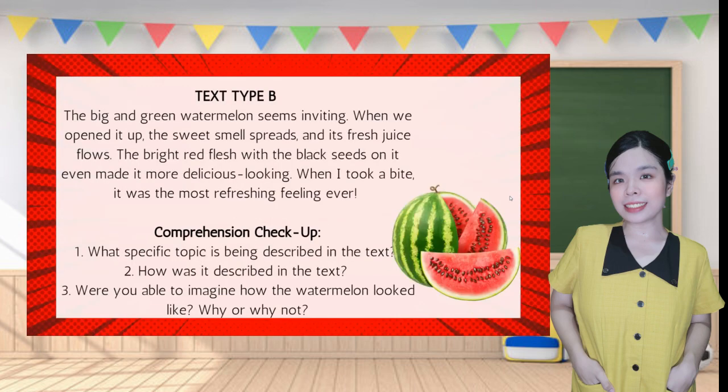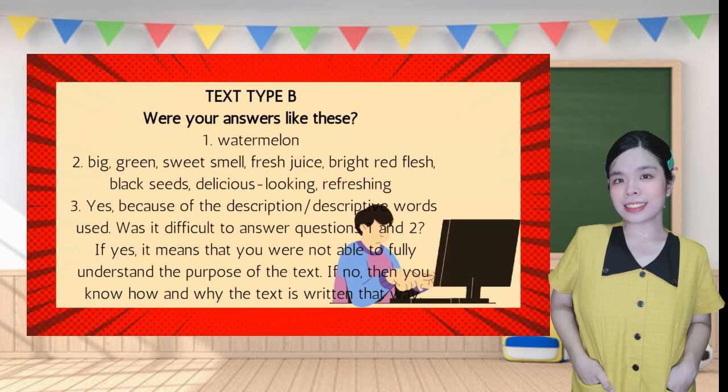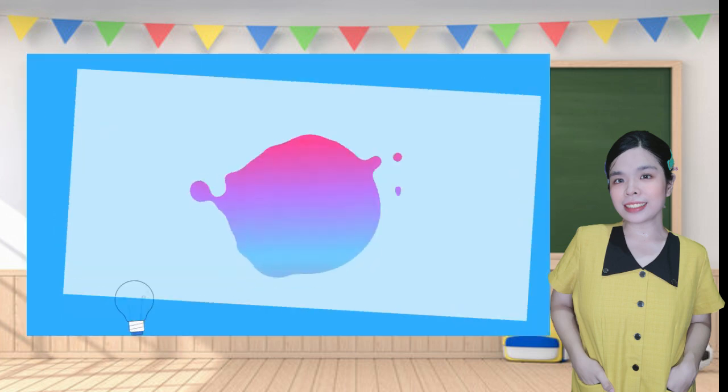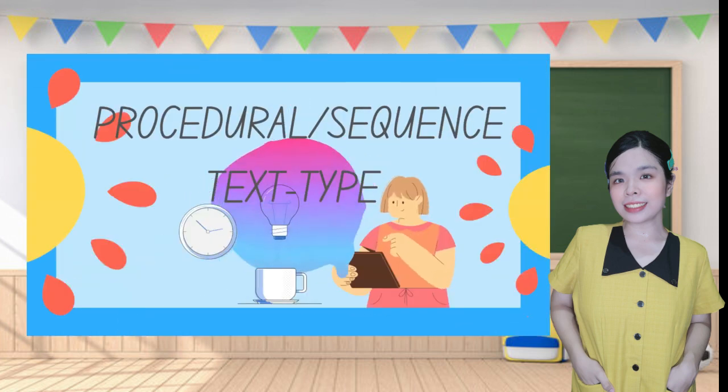Now, let's proceed to the last one. The last one is what we call the procedural or sequence text type. This text type tells the procedure, directions, or steps on how to do something.